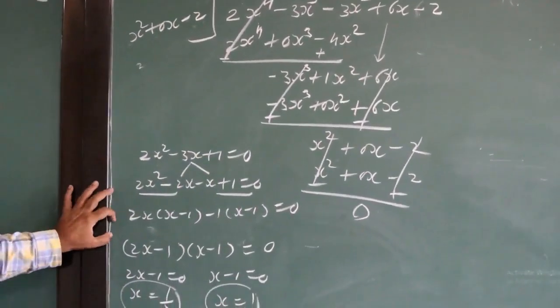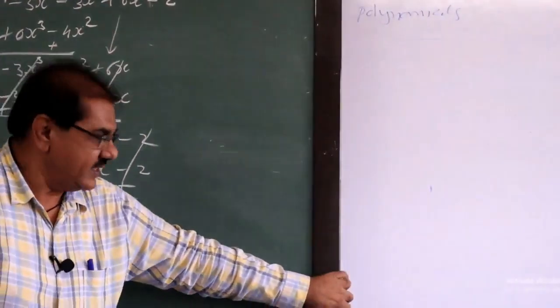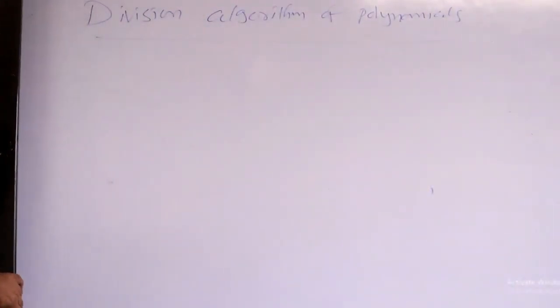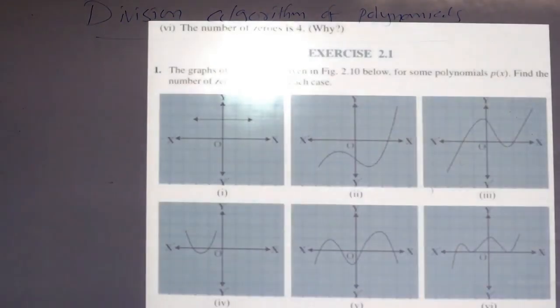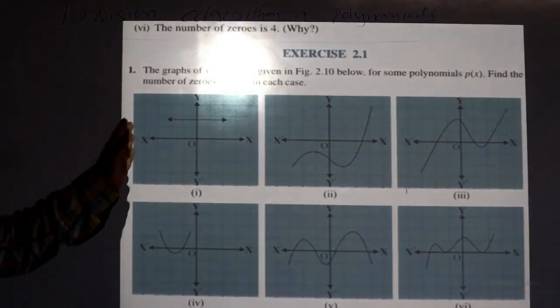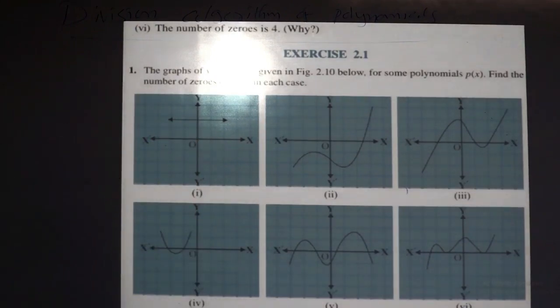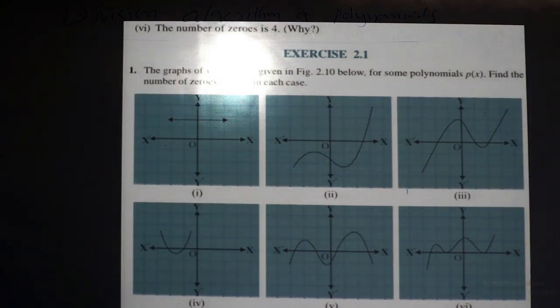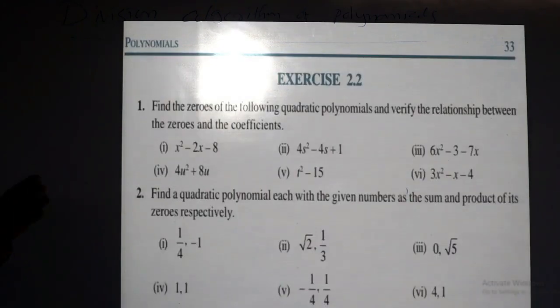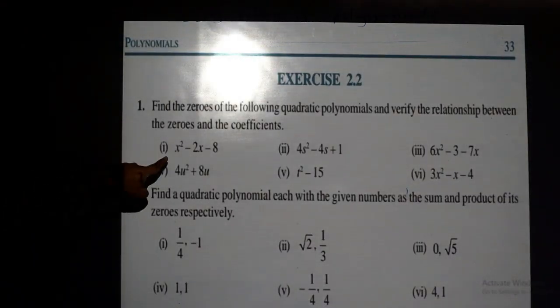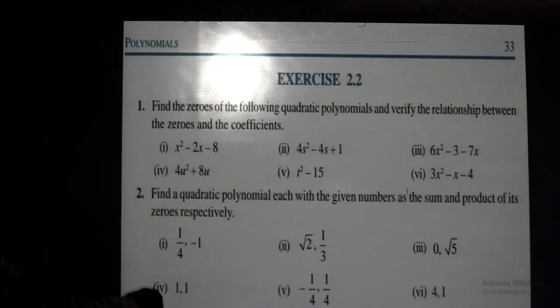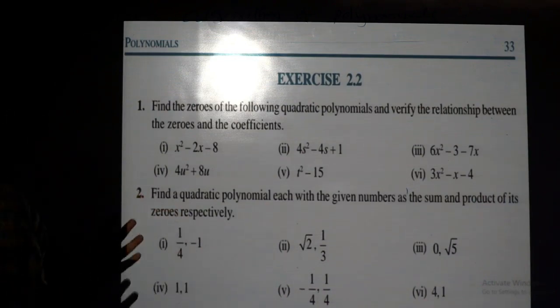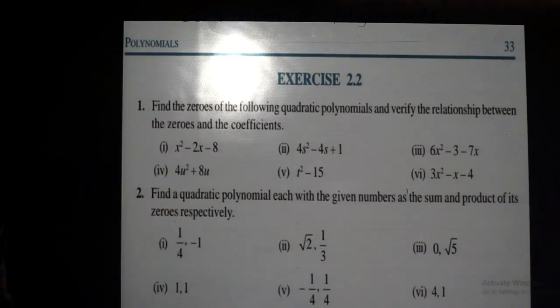Now I show you some slides here, and that you will take as homework. These are exercises 2.1, 2.2 and 2.3. They are in the textbook also, but if you wish, you can take a screenshot here. I keep it here for half a minute. In exercise 2.1, looking at the graph, you have to find the number of zeros. Second, find the zeros of the polynomial, factorize it and get the answer. And here you are given the sum of the zeros and the product of the zeros, and you have to create the quadratic polynomial. Please take the screenshot.